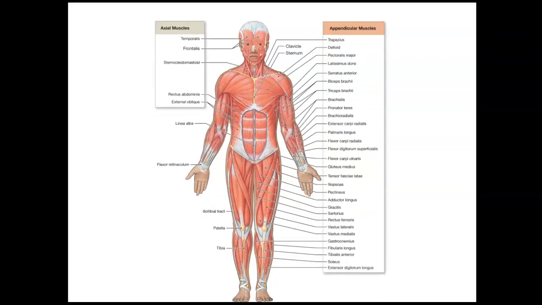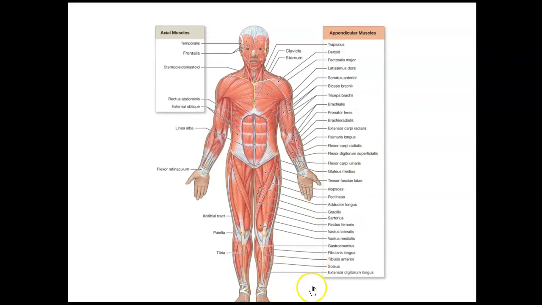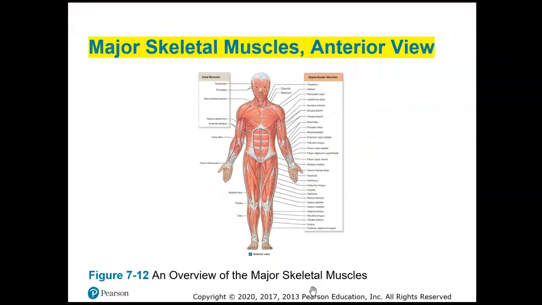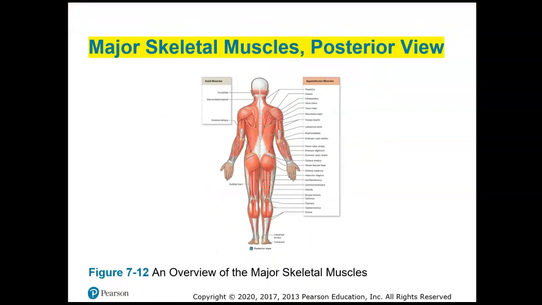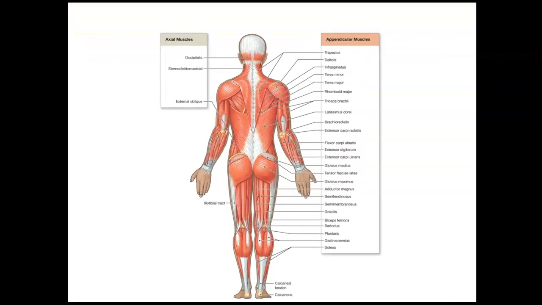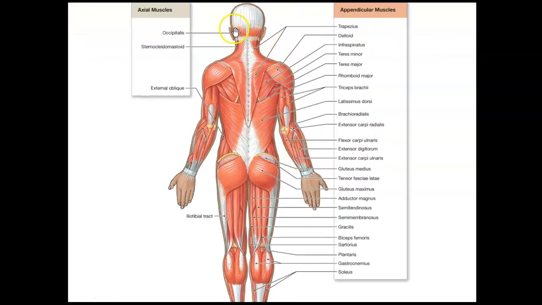Now let's look at the posterior view. So the occipitalis here on the posterior side of your head, connected by the aponeurosis, epicranial aponeurosis is the total name for it. You can see a little bit of the sternocleidomastoid, a little bit of the external obliques. But let's come over to the right side and go over these terms.